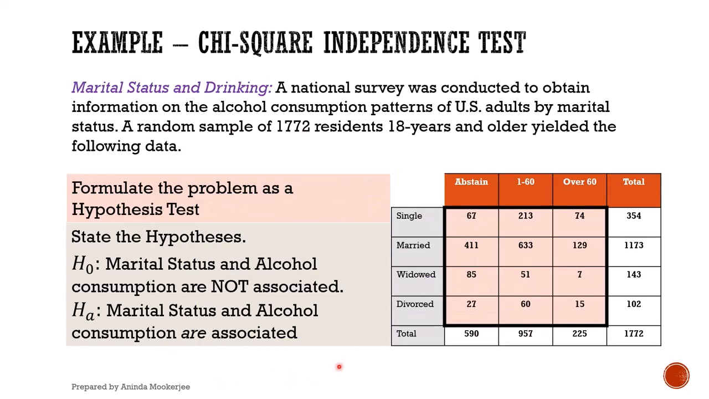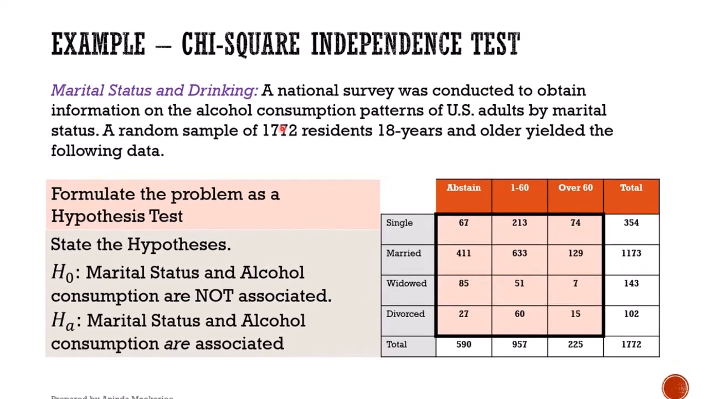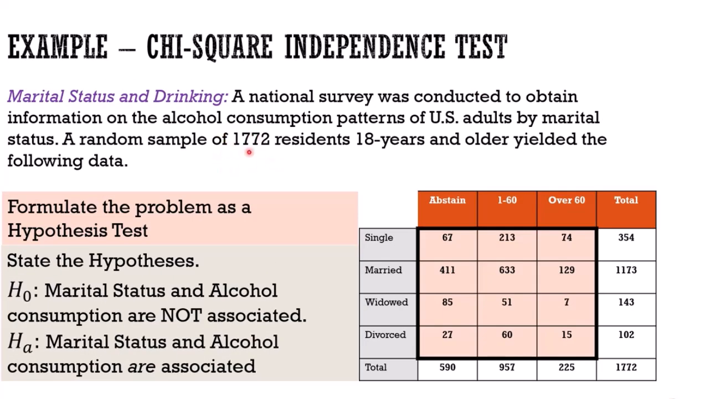Right? Now in this slide, we are going to formulate our problem for a hypothesis test. It's the same problem where we are analyzing an association between the marital status of individuals and the person's alcohol consumption patterns of US adults. So our study is focused on US adults only, and we have a sample size of 1,772 residents 18 years and older included in a random sample.